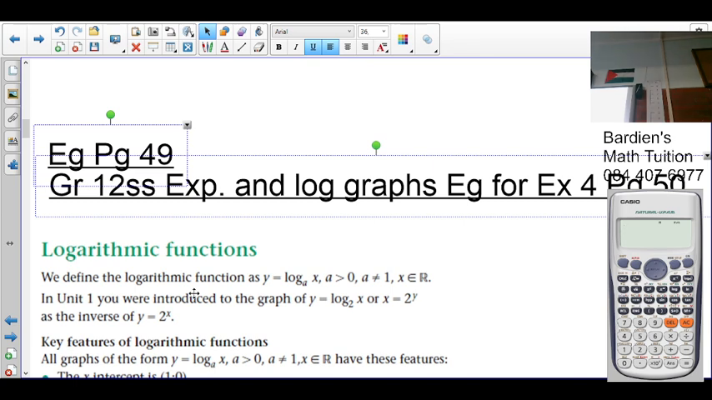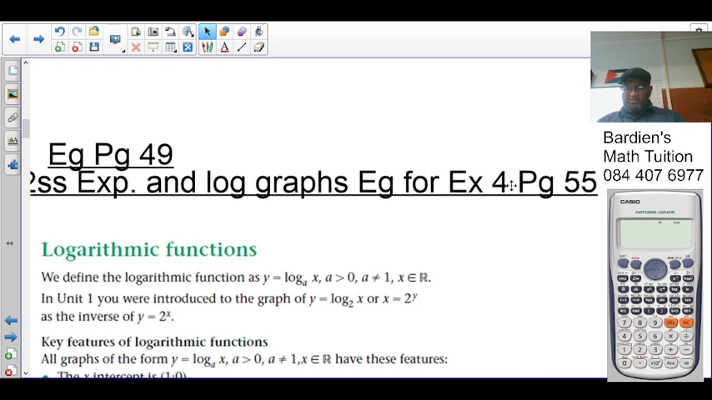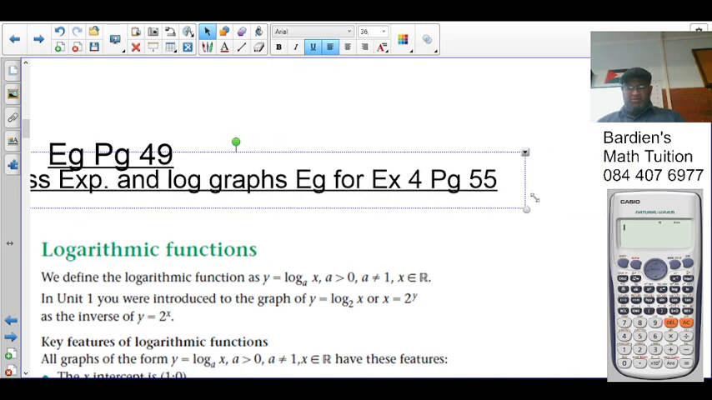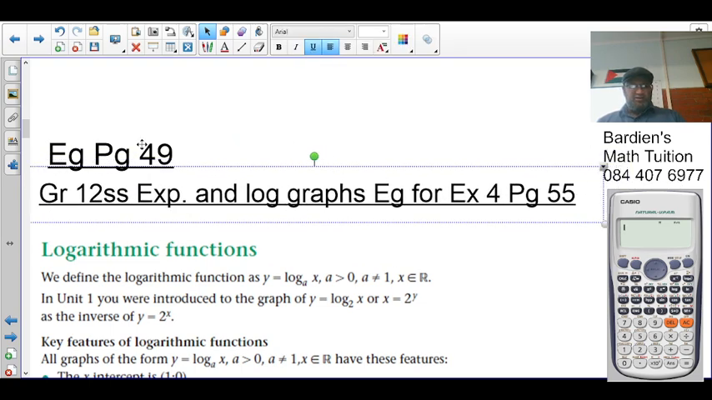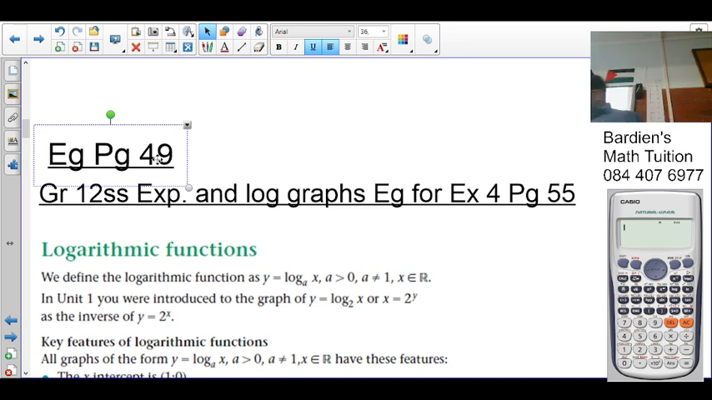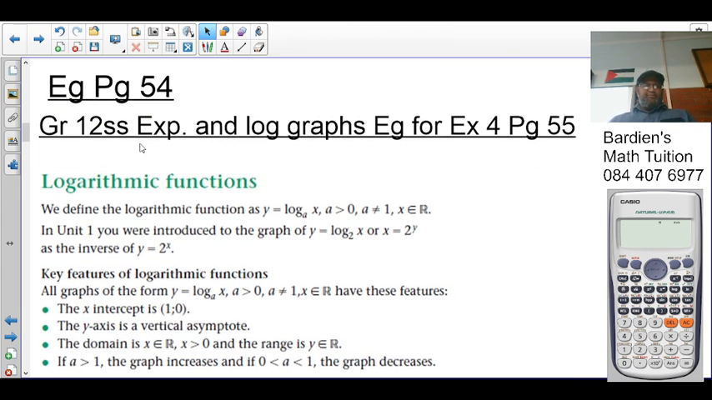Okay, so exercise 4 is on page 55. Sorry about that. And the example is on page 54. Alright.